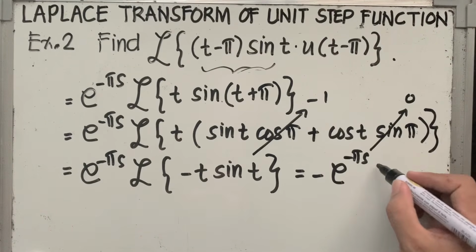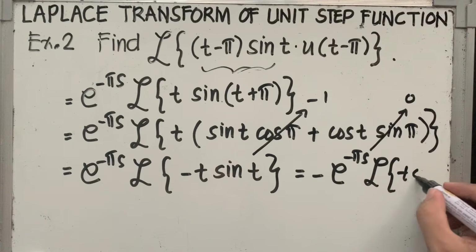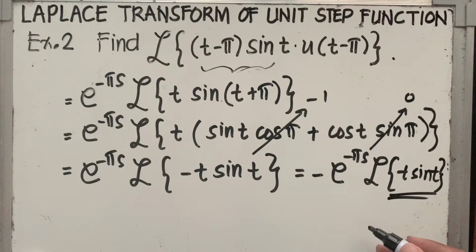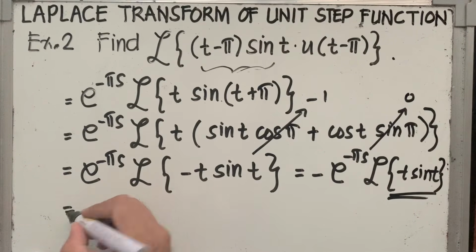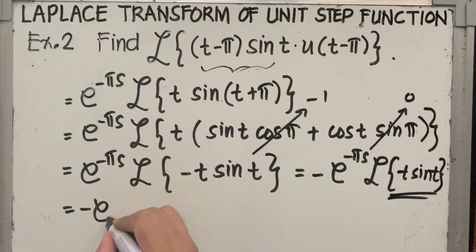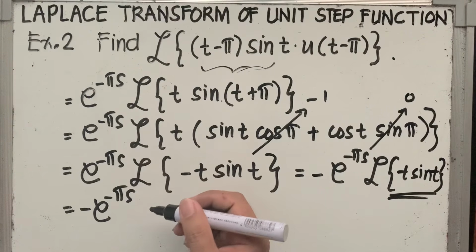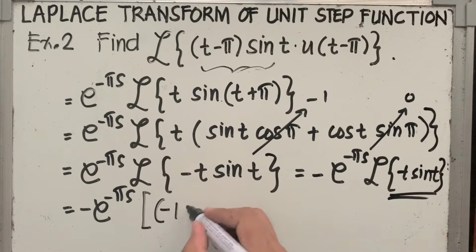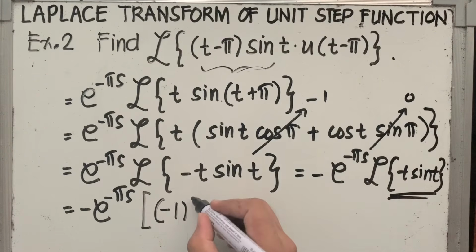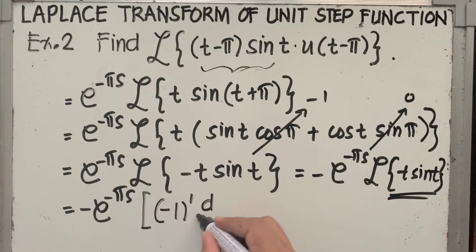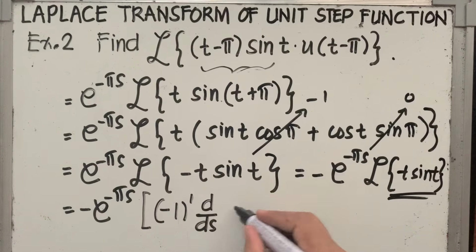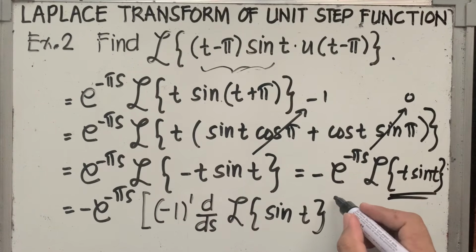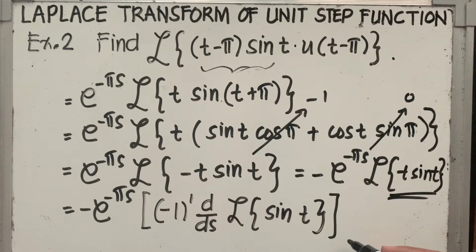Factor out mo yung negative. So magiging negative e raised to negative pi s Laplace of t sine of t. So differentiation of Laplace. Since yung t na kasama ni sine of t represents first differentiation. Okay? So first derivative. Pero may coefficient tayo na negative 1 raised to n, kung ano yung power ni t. So, ayan. First derivative ng Laplace ng sine of t. So, you get first the Laplace of sine of t before you differentiate.